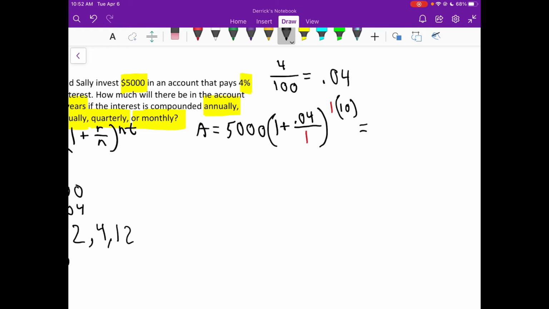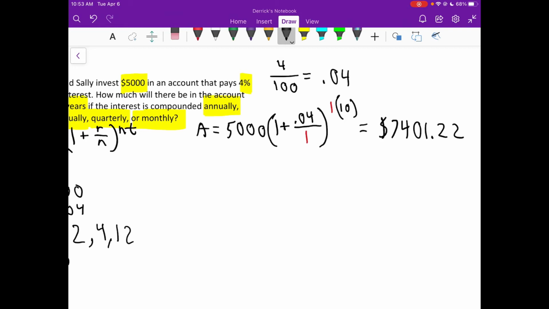If you plug it in correctly, you should end up with $7,401.22, roughly. I am rounding a little bit there, but we are talking about money, so it probably makes sense to round to the nearest cent, nearest penny.